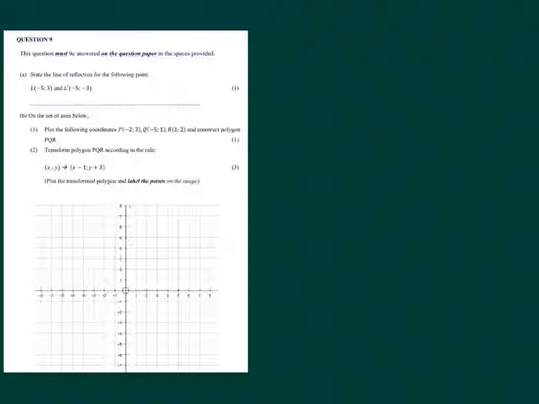So question 9 deals with transformation geometry, which we did as part of graph sketching. This first question is saying, state the line of reflection for the following point. So we've got the object and the image, and we've got to ask ourselves what's changed. That's fairly straightforward. You can see that the sign on the y-coordinate has changed. Now it's asking for the line of reflection, not the rule. So when we write that out, question A, this is a reflection about the x-axis, and we know that because the sign on the y-coordinate has changed.